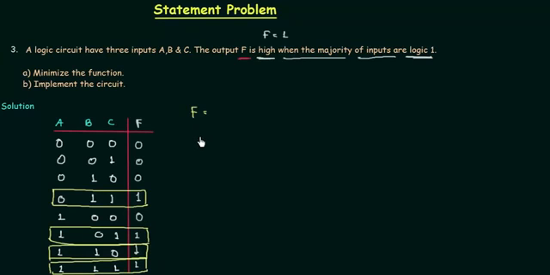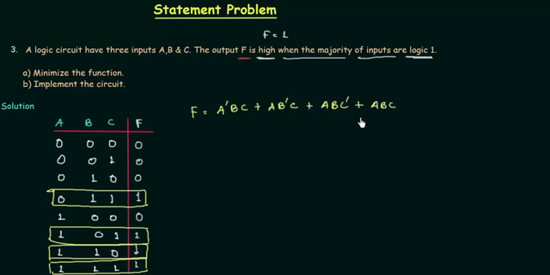I hope you remember the min terms. For the first case we have A as 0, B as 1, C as 1, so A complement B C. For the second case we have A as 1, B as 0, C as 1, so A B complement C. For the third case we have A as 1, B as 1, C as 0, so A B C complement. And for the last case all the 3 variables are high, so A B C.